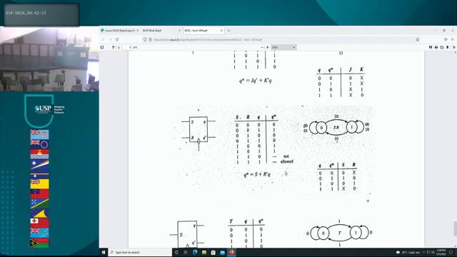Now this here is the excitation table. You know your current state, you know your next state. What do you have to do to get from current to next, right? You know your current state, you know your next. What do you have to do to go from current to next state? So that's your excitation table.